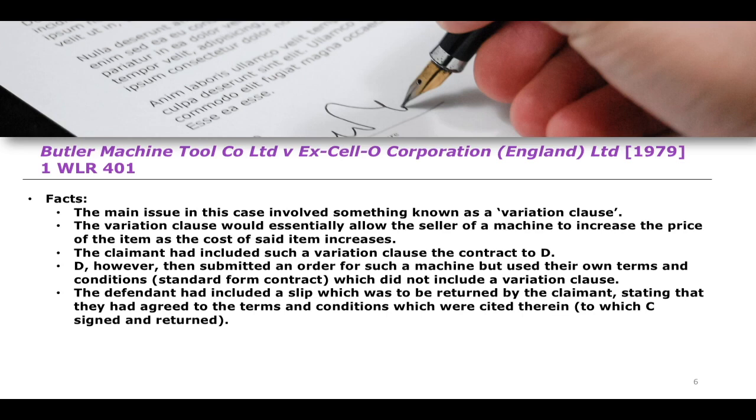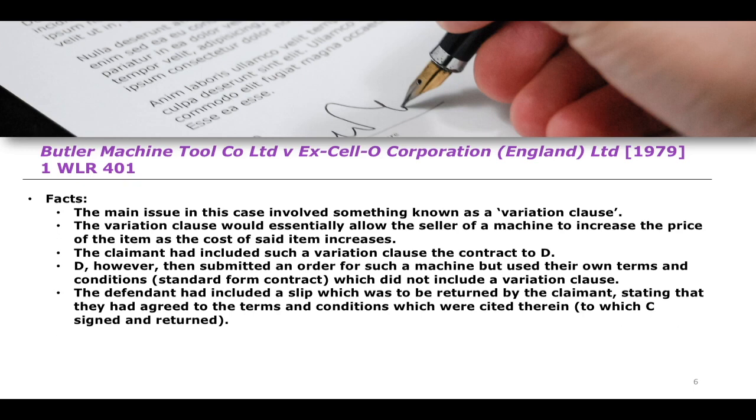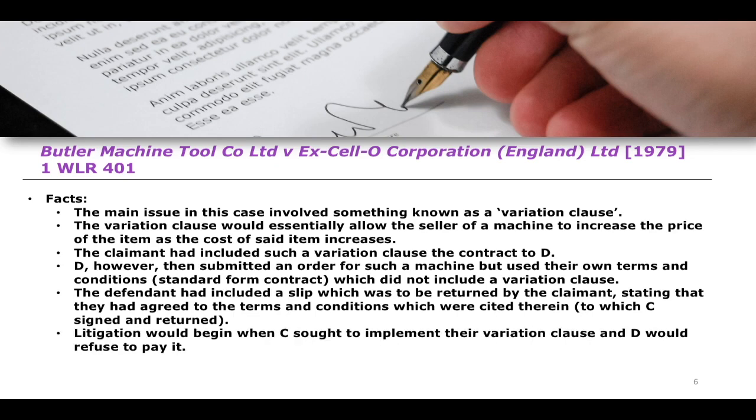Now, the correct thing to have done, if you were the claimant in this case, was to reject the terms and conditions, because you would have said, we will sell you these machines, but we want to sell these machines under the terms of the contracts that we establish, not the ones that you have issued. But instead, the claimant just signed and returned this slip, which therefore meant that they had essentially bound themselves to the contract that was established by the defendant, not by the claimant.